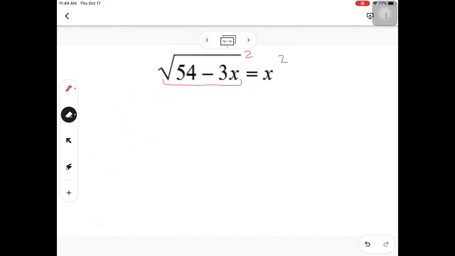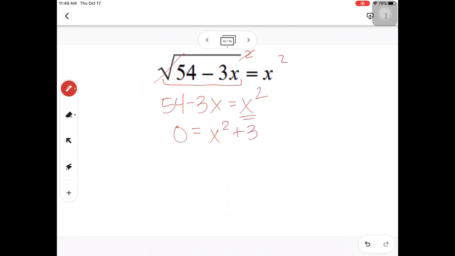On the left, the radical and the squared cancel, so I just have 54 minus 3x. But it now equals, I have to leave this as x squared. So now we have a quadratic equation that you're going to use the tools you learned today to be able to solve. I'm going to set it equal to 0 first. I always move everything to my x squared, so I'm going to add 3x and subtract 54, just to keep my x squared positive. It usually makes the problems much easier to do.